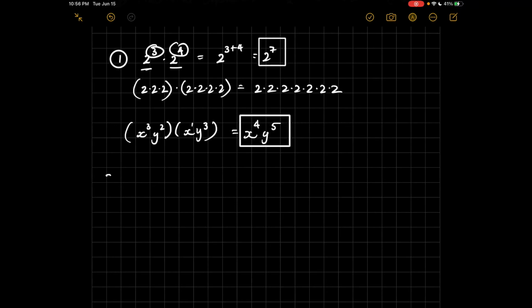Let's try the quotient rule now. With the quotient rule, let's do x to the power of 5, y to the power of 2, over x to the power of 4 and y. Well, the 5 and the 4 cancel to get x to the power of 1, and the y squared and the y to the power of 1 cancel to get you just y.